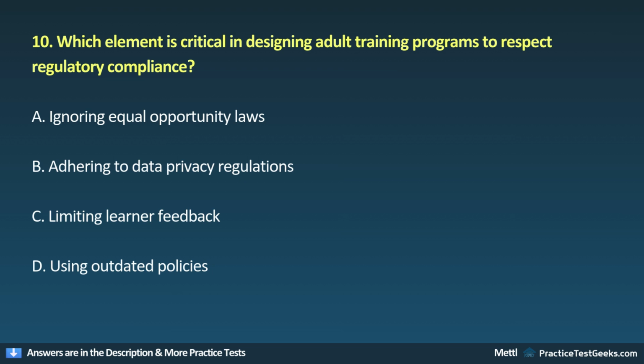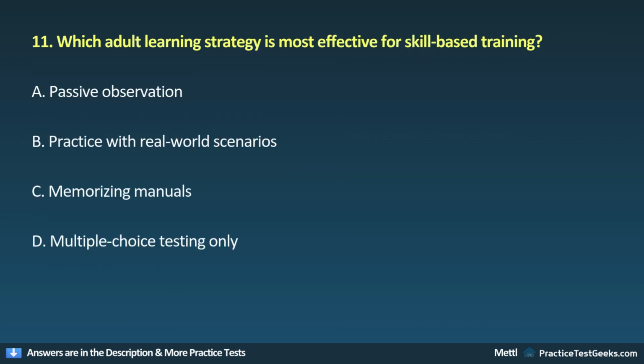D. Using outdated policies. 11. Which adult learning strategy is most effective for skill-based training? A. Passive observation. B. Practice with real-world scenarios. C. Memorizing manuals. D. Multiple-choice testing only.